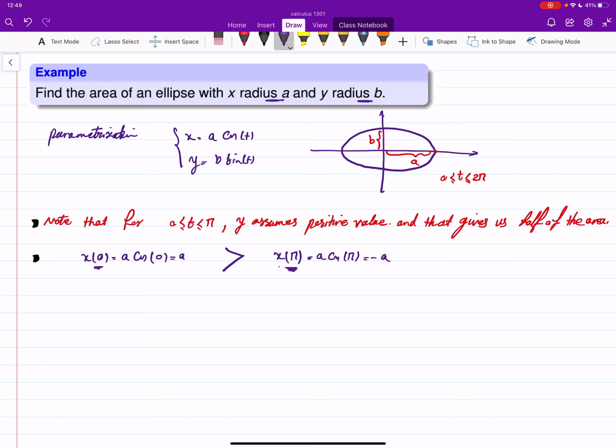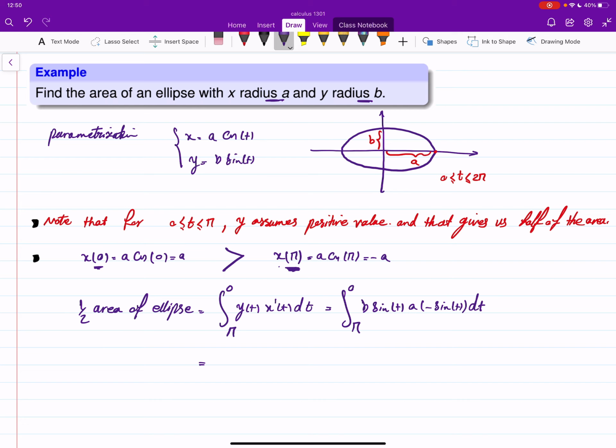So that means that half of the area of the ellipse is going to be given by the integral of y(t) x'(t) dt. What is the lower limit? The lower limit is the value of t which gives you a smaller x. Here it is pi to 0. If you don't do that, you will get a negative number. Area cannot be a negative number. So then I can plug in the values. Pi to 0, b sine t, and x prime is going to be negative a sine t dt.